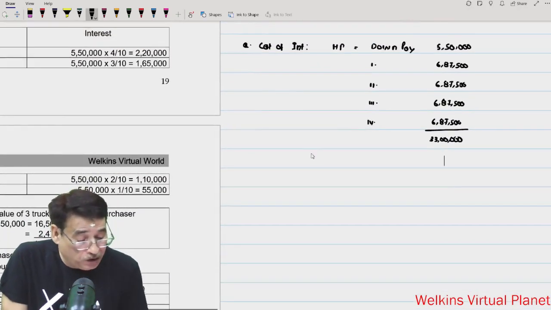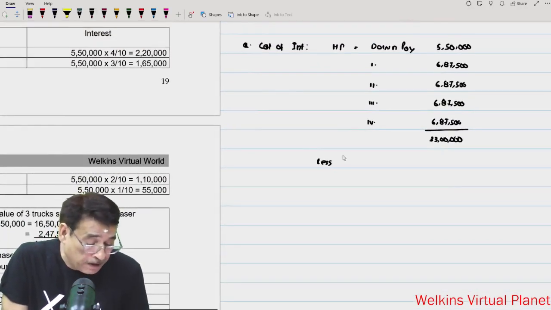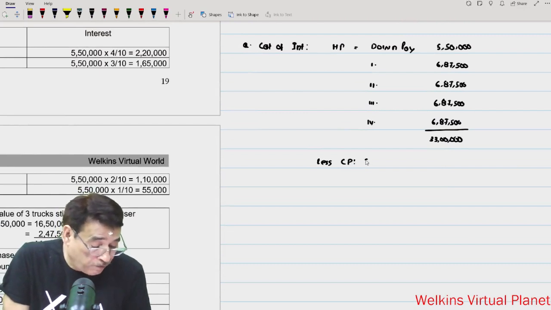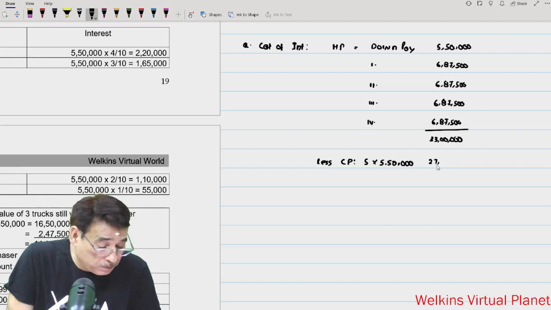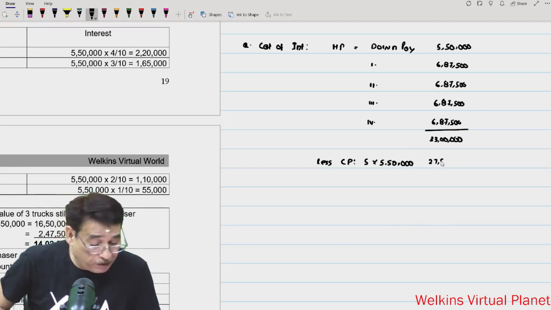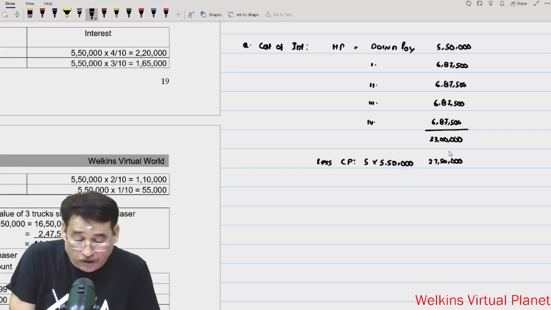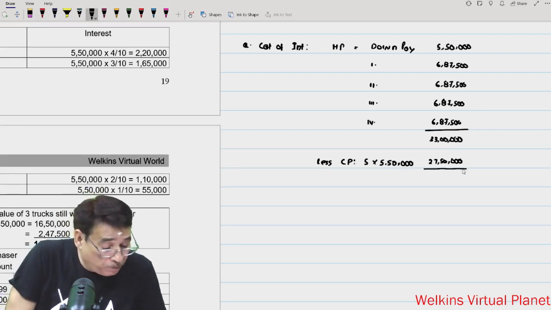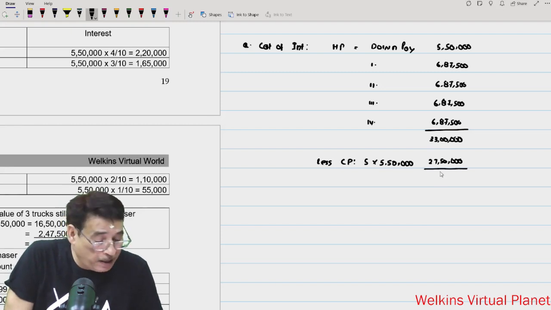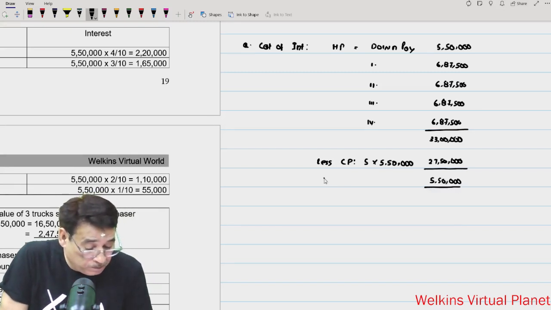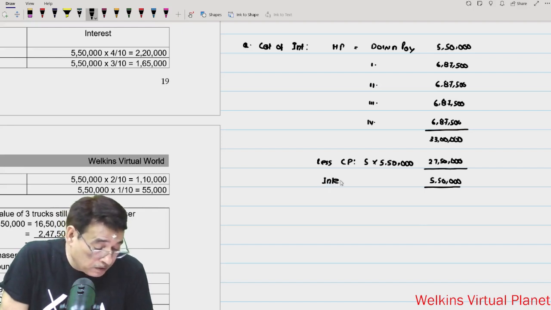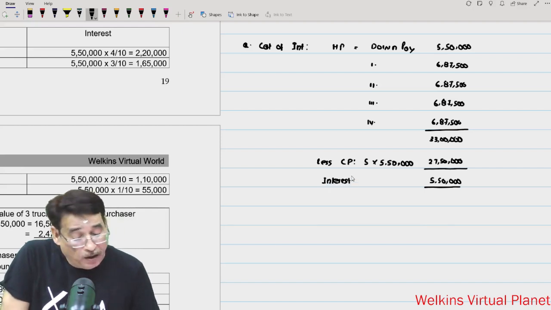If from the higher purchase price, I subtract the cash price, your cash price is 5 sets into 5,50,000, that is equal to 27,50,000. This is the scenario of this particular question. Now, if I subtract from 33 lakh the cash price 27,50,000, I will get 5,50,000. This 5,50,000 is your interest.